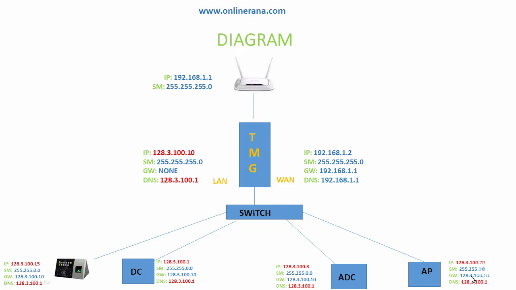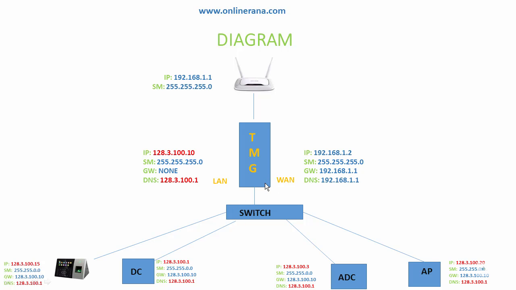You can see the AP's gateway is 128.3.100.10, and for the DNS server, I have made my DC the DNS server. It's also the domain controller, and I have also installed DNS on that controller. The backup server for the DC is the additional domain controller, which is using the IP 128.3.100.3. So they are both syncing. So this is our main diagram.